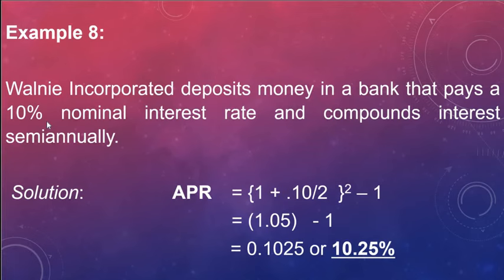So therefore, when there is intra-period compounding, the nominal rate may not be the same as the effective interest rate. And because of the intra-period compounding, the effect is that you have a higher effective interest rate compared to the nominal interest rate. So meaning you earned more than what was stated in your agreement with the bank.